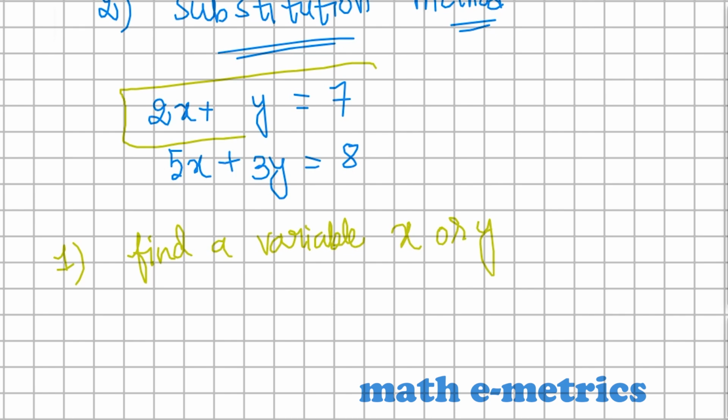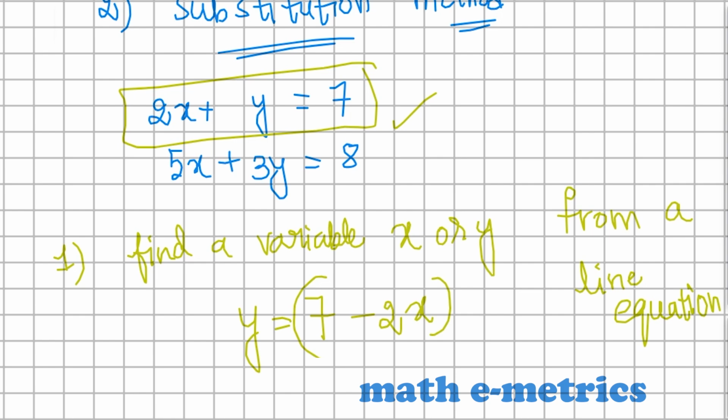Let me pick this line equation. And then what is y equal to in this? y is equal to 7 minus 2x. So find a variable from a line equation.